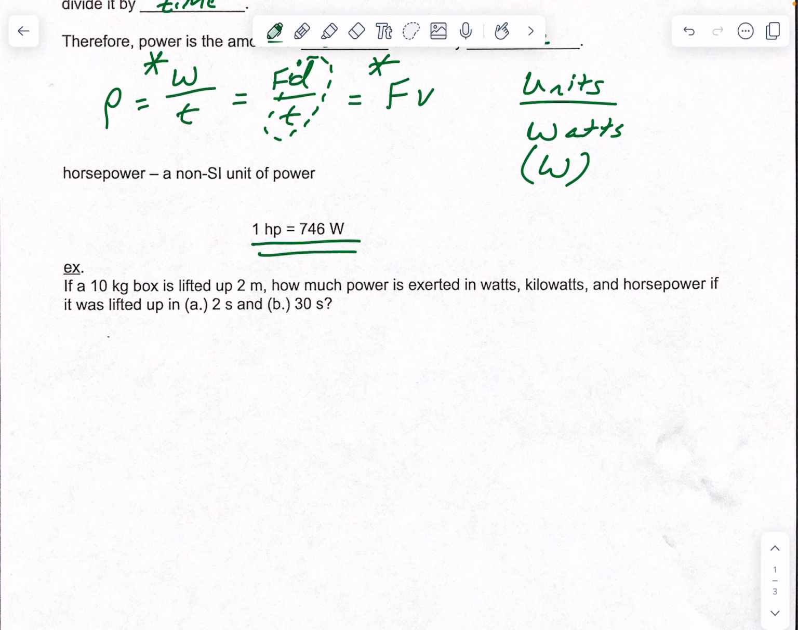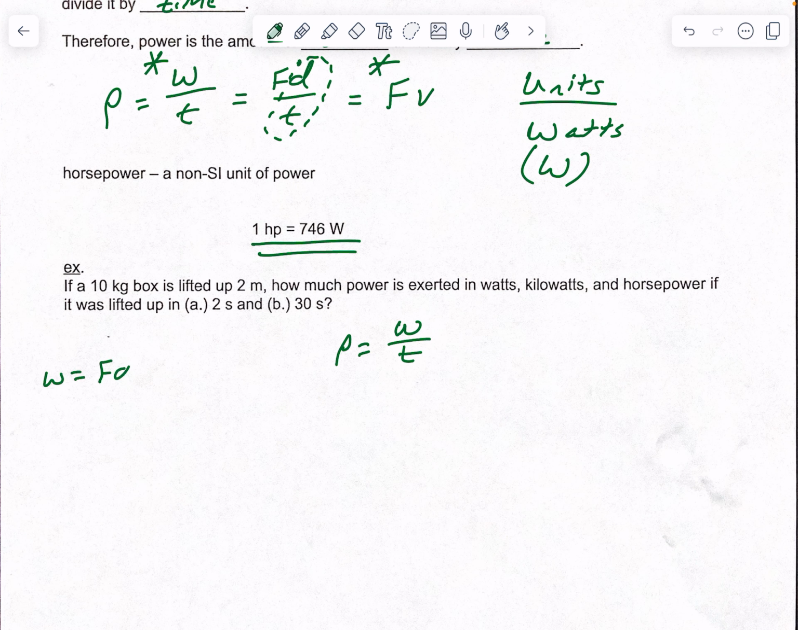So our first example is: if a 10 kilogram box is lifted up 2 meters, how much power is exerted in watts, kilowatts, and horsepower if it was lifted up in 2 seconds and 30 seconds? In order to find power, we know power equals work divided by time. So do I have time? Yes. Do I have work? I have not figured that out yet. So we need work first.